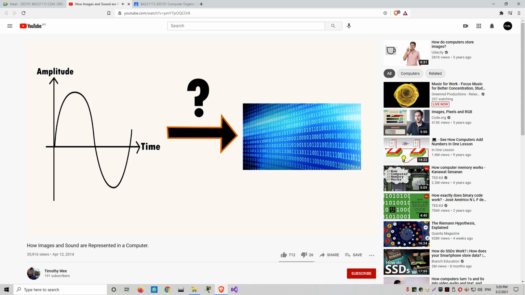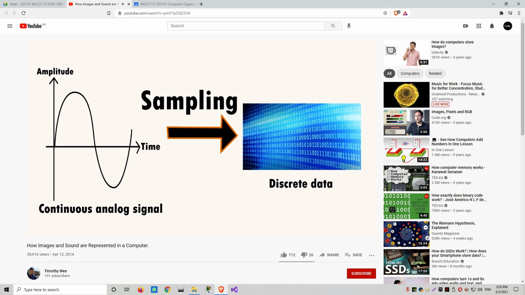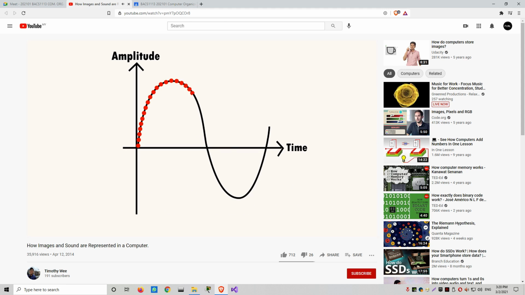Unfortunately, this is a continuous analog signal and the computer can only store information discretely. Hence we have to perform something called sampling. Sampling is the core concept in digital audio and refers to the process of taking snapshots of the instantaneous amplitude of the sound wave at any point in time.